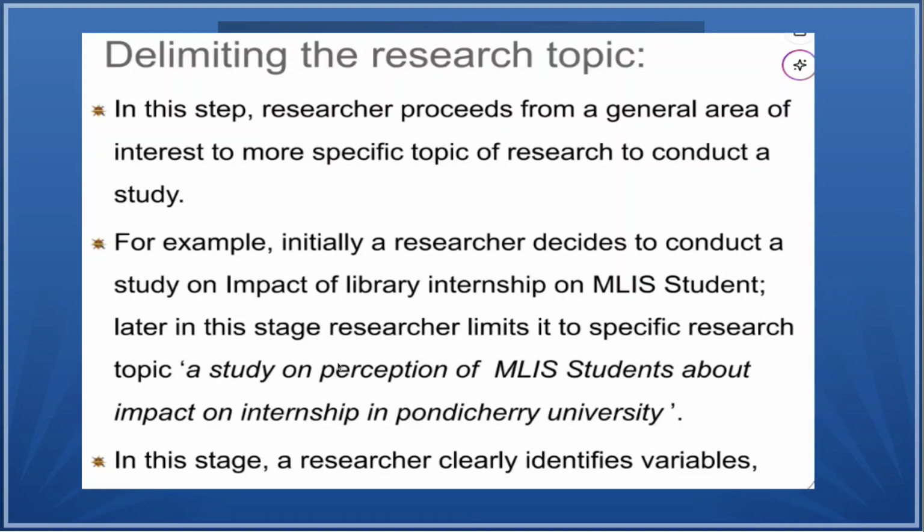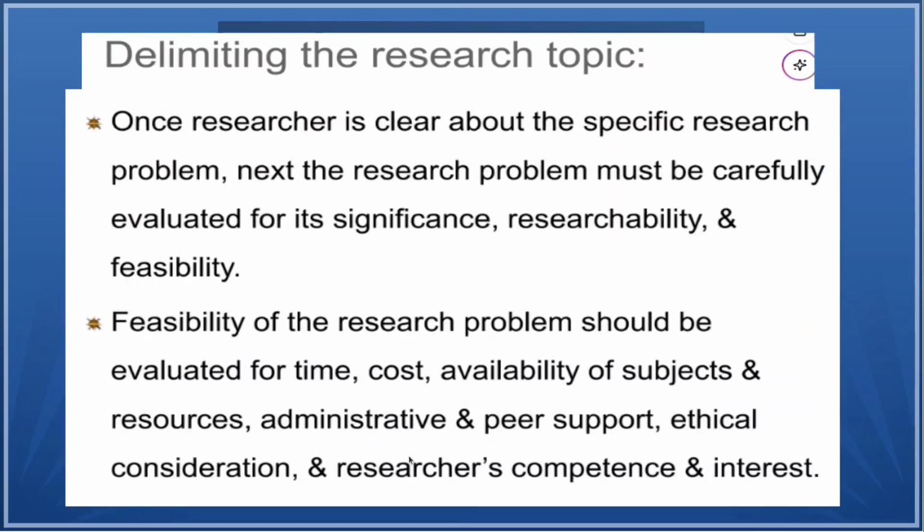That means from general to specific, the researcher will go like a study on the perception of MLIS students about the impact of internship: how the Master of Library Sciences students are perceiving, how they are understanding the impact of the internship in Pondicherry University. Like that, from general to specific, you have to select the topic. In this stage, a researcher clearly identifies the variables. What are the variables? They will clearly identify them in this step.